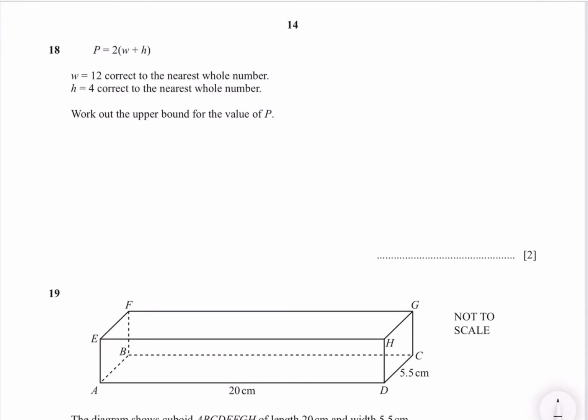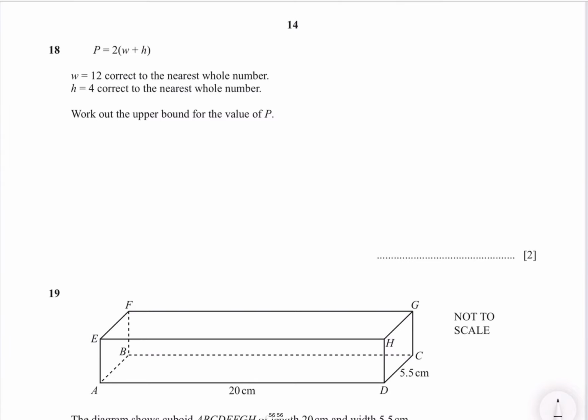Question number 18. P equals 2 times (W plus H). W is equal to 12, correct to the nearest whole number. H is equal to 4, correct to the nearest whole number. Work out the upper bound for the value of P.